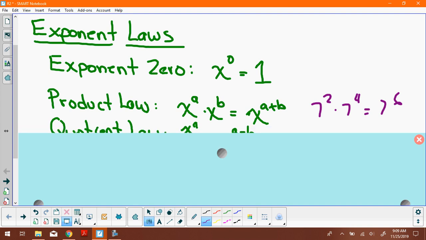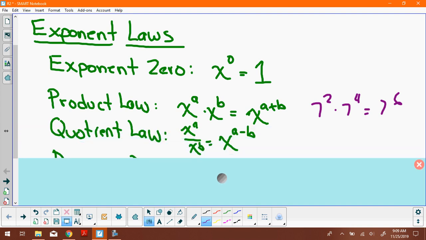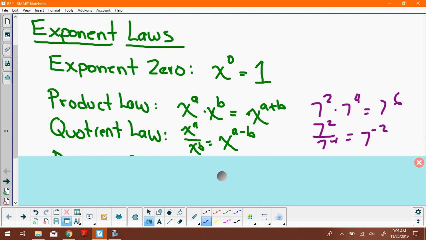Okay, our next rule is the quotient law. If you're dividing powers, you would subtract the exponents. So if I went with the same thing here, like if I had 7 squared, but I was dividing it by 7 to the 4, I'd subtract. So 2 take away 4 would give me -2 as my exponent.